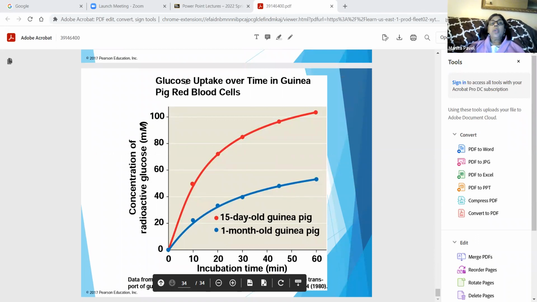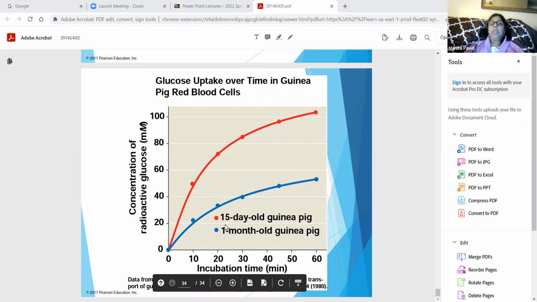So the last slide is glucose uptake over time in guinea pig red blood cells. It's important to go through these graphs, students. I encourage you, because graph identification is important, how to read a graph, how to interpret a graph. So here you have on the x-axis incubation time in minutes, and here you have the concentration of radioactive glucose in millimoles. And so we can see that there is clearly a 10-minute time interval in the incubation time.